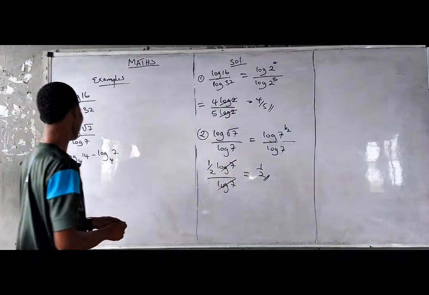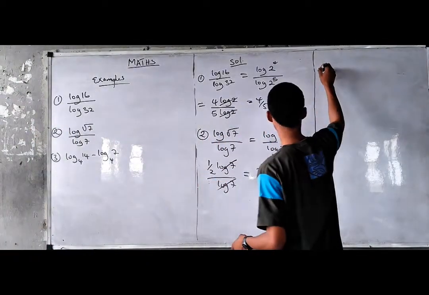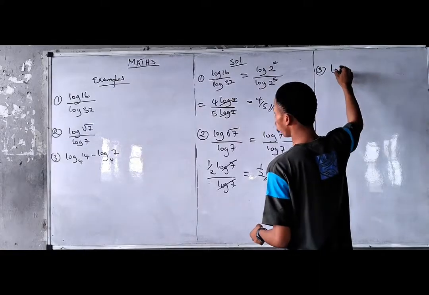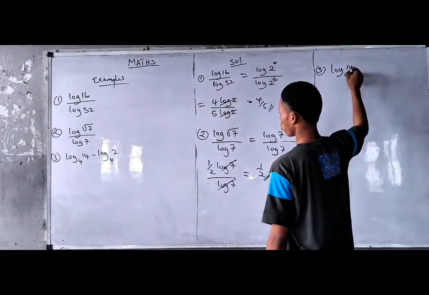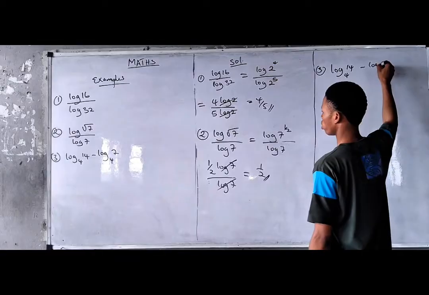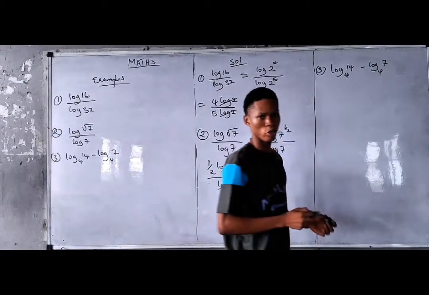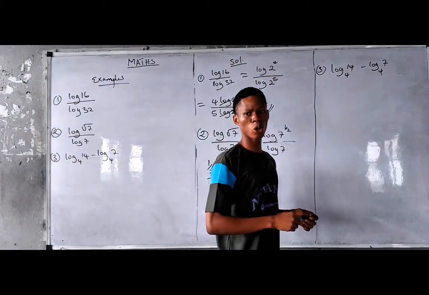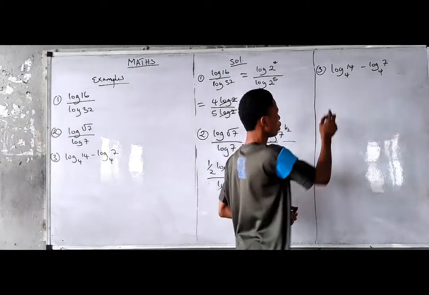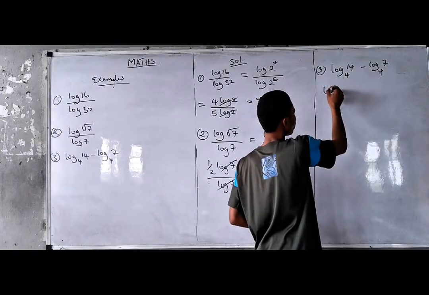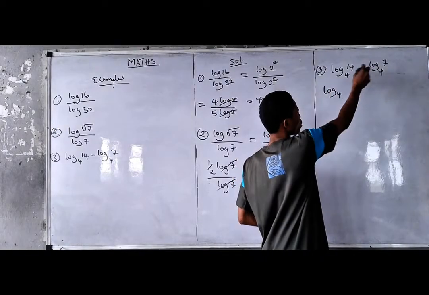The third one now, which I know all of you know the answer already. Log 14 in base 4 minus log 7 in base 4. What law are we going to use? The second law, right? Subtraction law. The bases are the same, good and fine. So we'll take just one base, right? So what do we do now?